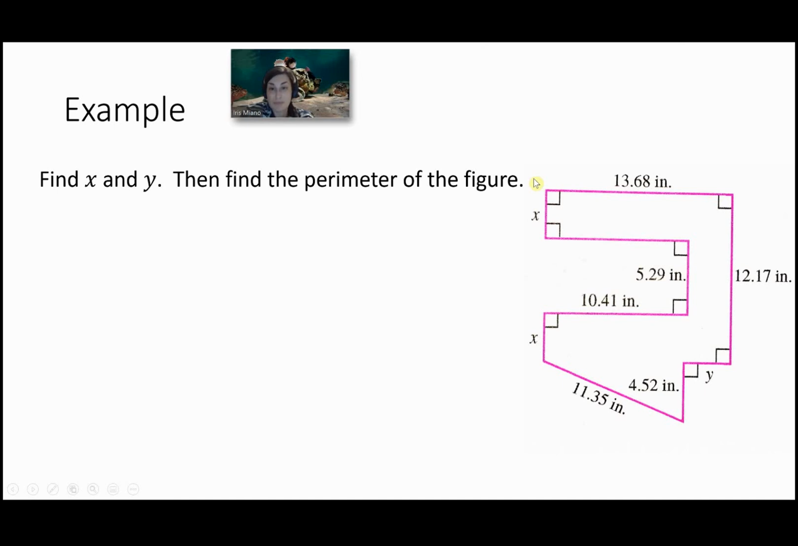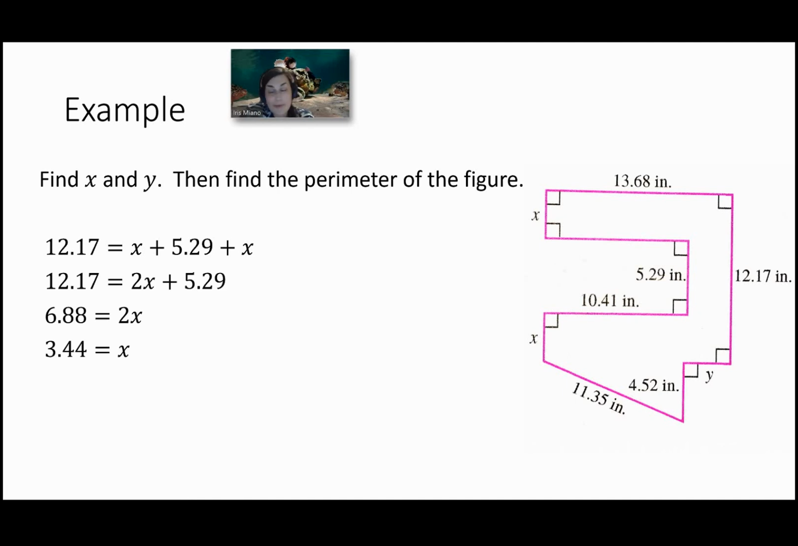Going back to the x, you're going to take two x values, add it to 5.29, and then set that equal to 12.17. That'll allow you to solve for x. Here we go. There's the equation that you're going to create in order to solve for x. And then you get 3.44 is the value of x after you simplify it all the way down, and that's the algebra that you need.